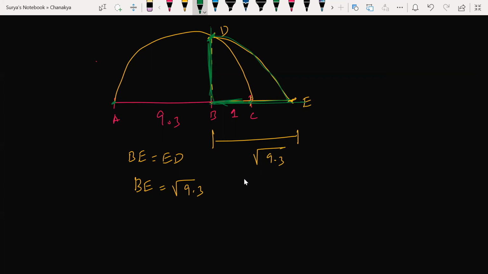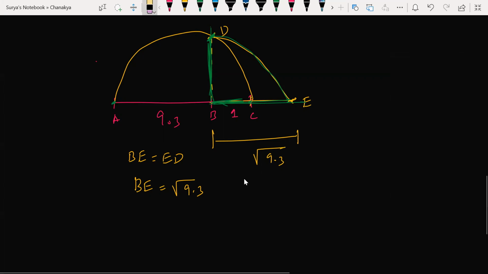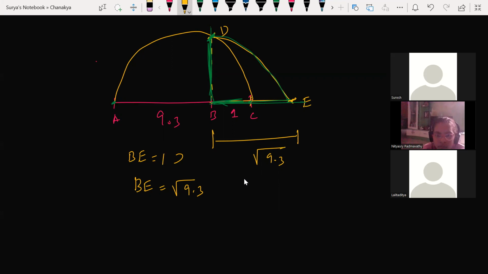Now, sir, so BE is equal to BD, right? Sorry, I wrote ED here. BE is equal to BD, which is 9.3. This is quite enough to represent. Therefore you can say that BE is equal to square root of 9.3. This is how you represent it.